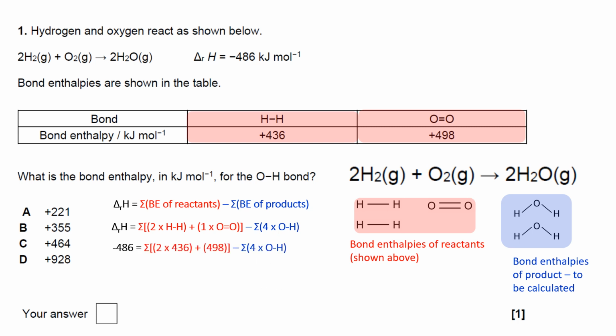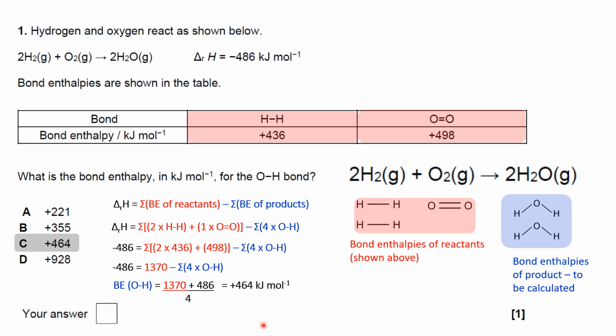So to enable me to do that, I'm going to change my list of bond enthalpies in the reactants into actual numbers. And I can add them up to make 1370. So what I do is I swap the minus 4 times OH with the 1370 and then divide it by 4. So that gives me plus 464, which is obviously answer C.